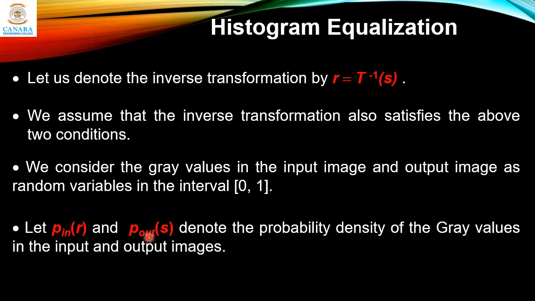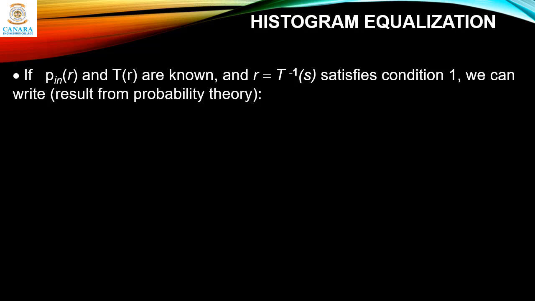So as we are assuming it as a random variable in the interval 0 to 1, let P in of R and P out of S denote the probability density of the gray values in the input and output images. If P in of R and T of R are known, and R equal to T inverse of S satisfies condition 1, which is the condition of monotonicity, which preserves the order, we can write the result from probability theory as P out of S equal to P in of R into dr by ds, where R is T inverse of S, which is the inverse transformation.